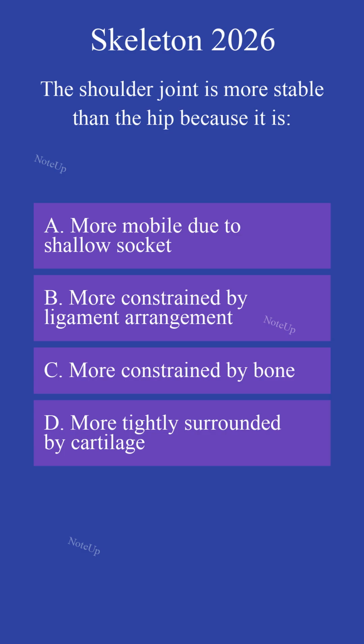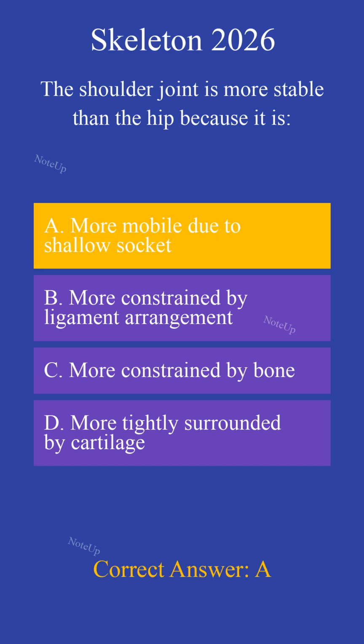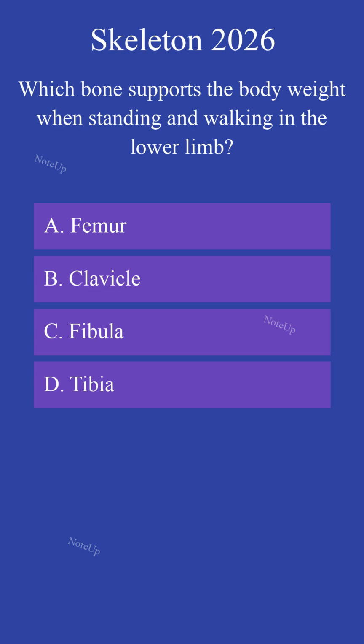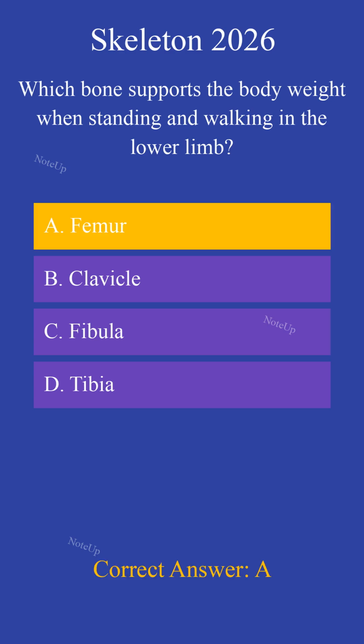The shoulder joint is less stable than the hip because it is? The correct answer is A, more mobile due to shallow socket. Which bone supports the body weight when standing and walking in the lower limb? The correct answer is A, femur.